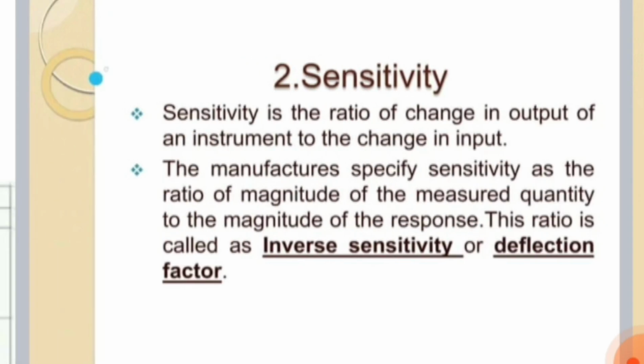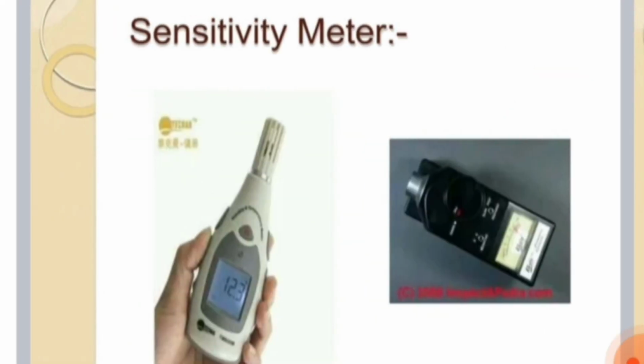Sensitivity is the ratio of change in output of the instrument to the change in input. The manufacturer specifies sensitivity as the ratio of the magnitude of the measured quantity to the magnitude of the response. This ratio is called inverse sensitivity or deflection factor. As you can see in the pictures, it is defined by two major sensitivity methods.